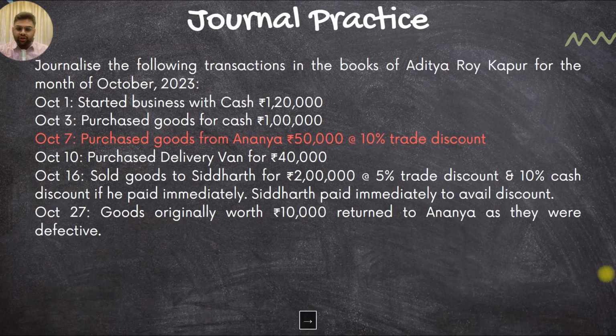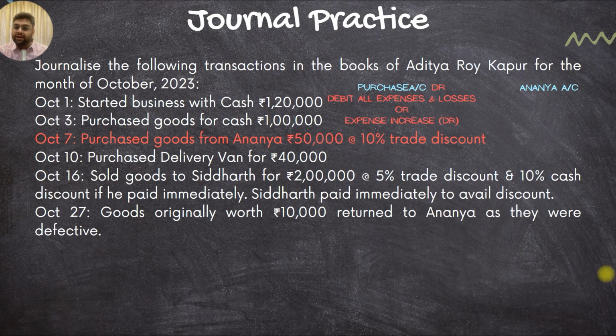October 7. Purchase goods from Ananya rupees 50,000 at 10% trade discount. The two accounts here will be purchase account and Ananya account. Purchase will be debited for the same reason it was debited above, and Ananya account will be credited because credit the giver or liability increase is credit. But what will the amount be? Will it be 50,000? Nope. It will be 50,000 minus 10% trade discount.